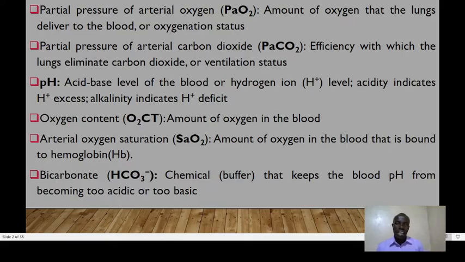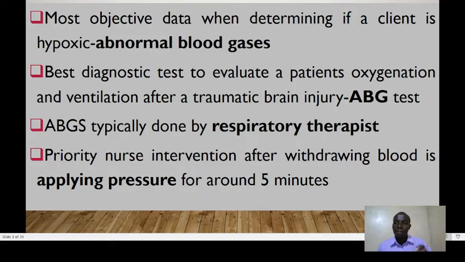Oxygen content, on the other hand, is the amount of oxygen in blood, while arterial oxygen saturation simply refers to the amount of oxygen in blood that is bound to hemoglobin and transported around the body. Finally, bicarbonates are simply anions, and they are chemical buffers that keep the blood pH from becoming too acidic or too basic. So if you want it to be more acidic, we reduce the number of bicarbonates, while if you want a more basic environment, you increase the amount of the bicarbs.